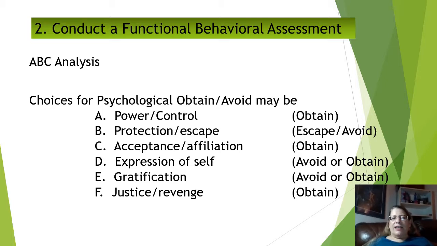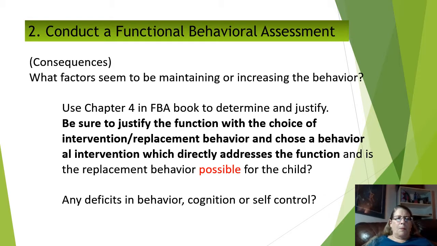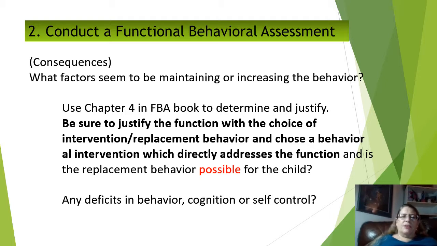So even if it's a psychological thing, there are behaviors that you're trying to describe that are a result of these psychological needs. So be sure that you look at all the factors that have to do with the consequences, right? The FBA book helps you justify the function, and helps you get your choice of intervention and replacement behavior. Also, those PowerPoints that I summarized for you help make it possible.